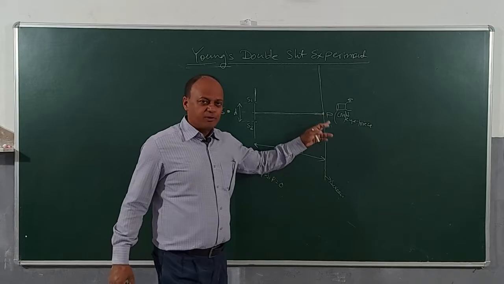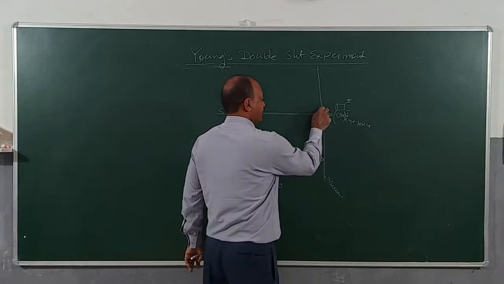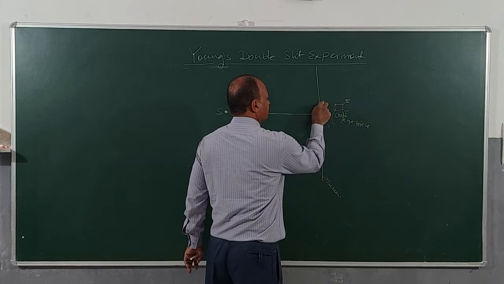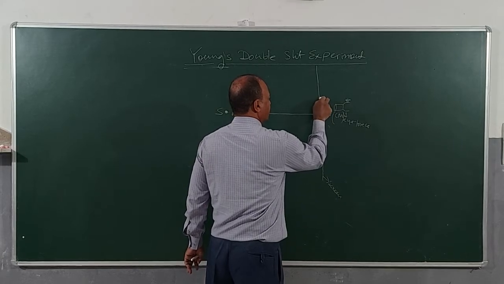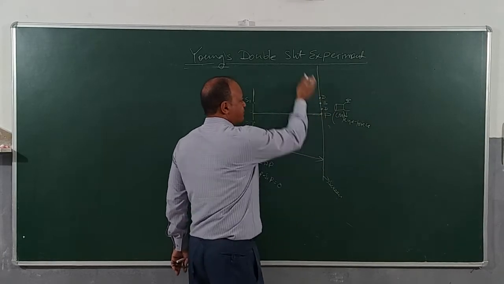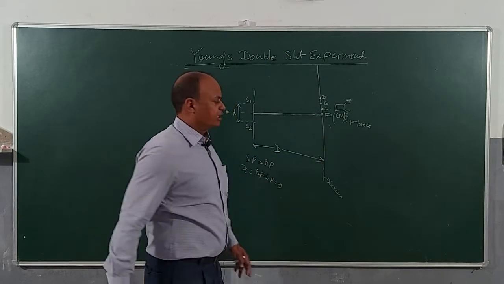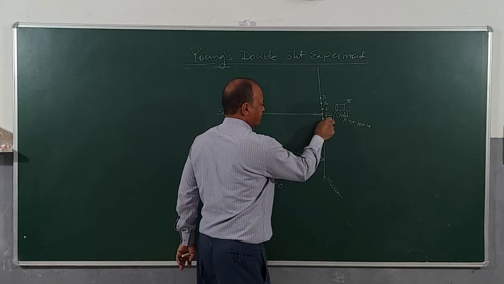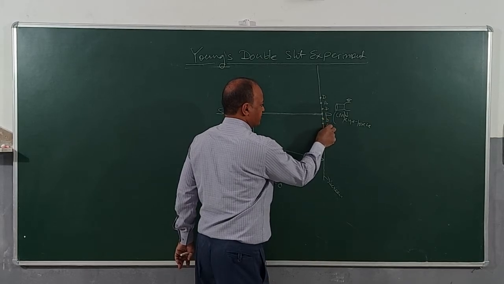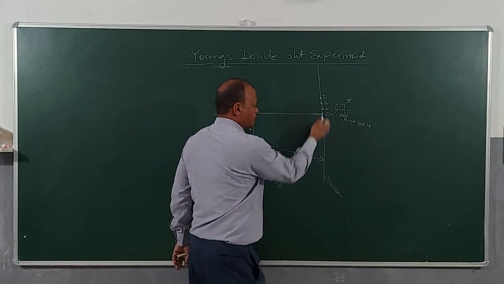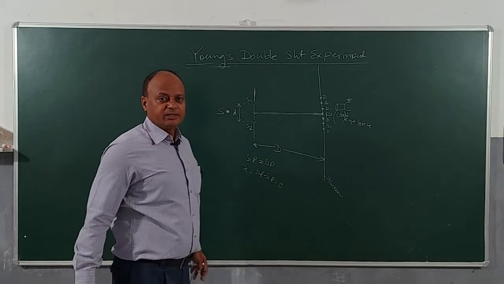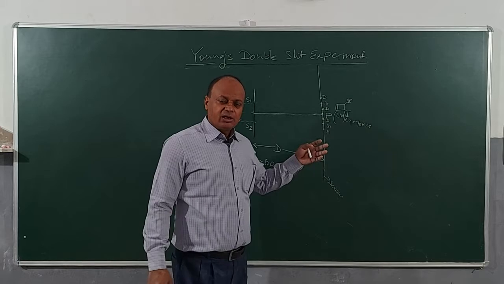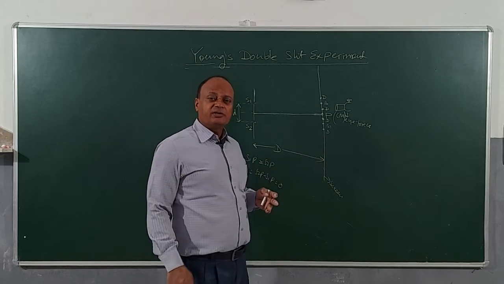So if this is a bright spot, then what will you see? You will find a dark spot here, and then you will find what? A bright spot, and then you will find what? Dark spot. So these spots will go on forming bright, dark, bright, dark. Central maximum here means bright spot. So again we will have a dark spot here, bright spot, dark spot. So this will continue to form on the screen. Clear?